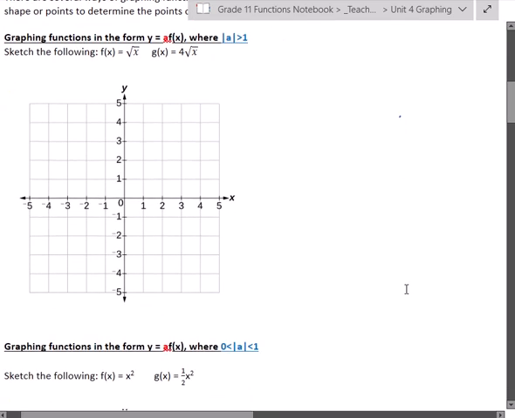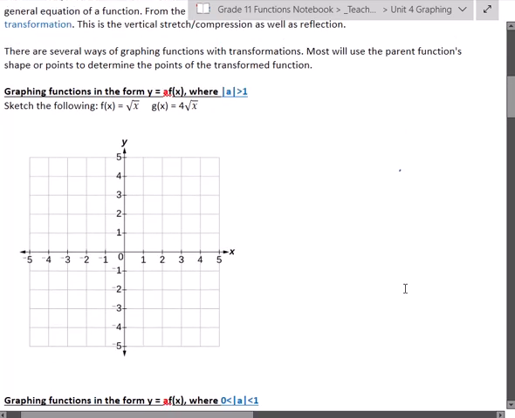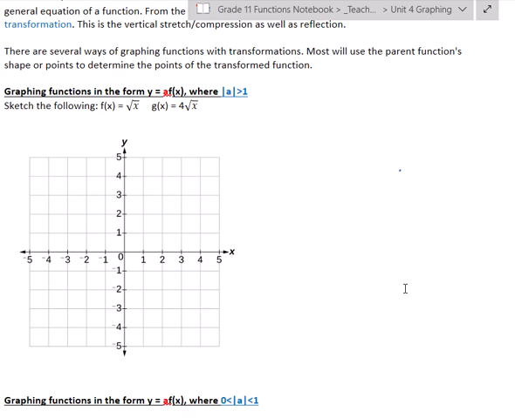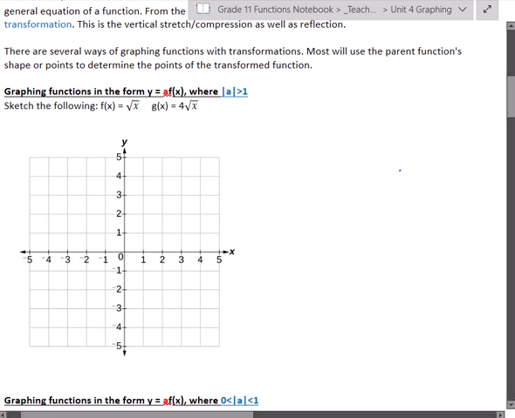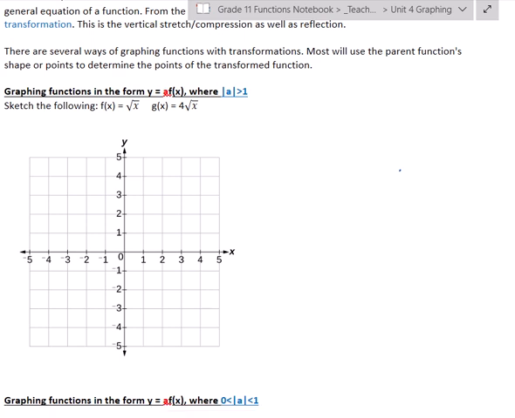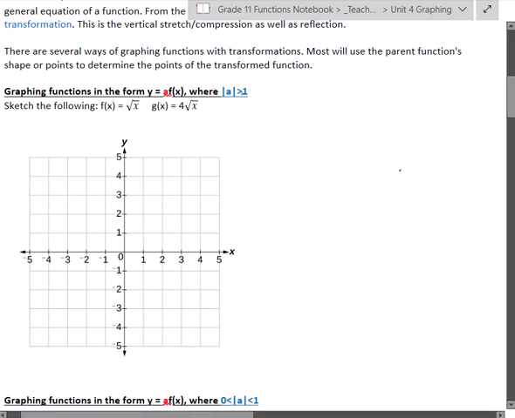So a has three different ways in which it's going to affect a graph. The first is when you're graphing a function in the form y equals a times f of x, where a itself is a value greater than 1. Not necessarily looking at the sign. It can be -2, for instance, but it is bigger than 1. Now, functions where a is greater than 1 are going to stretch the function vertically.